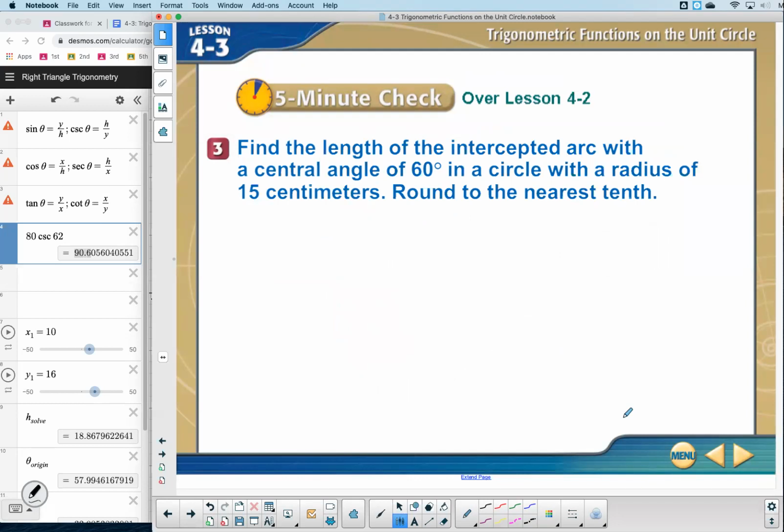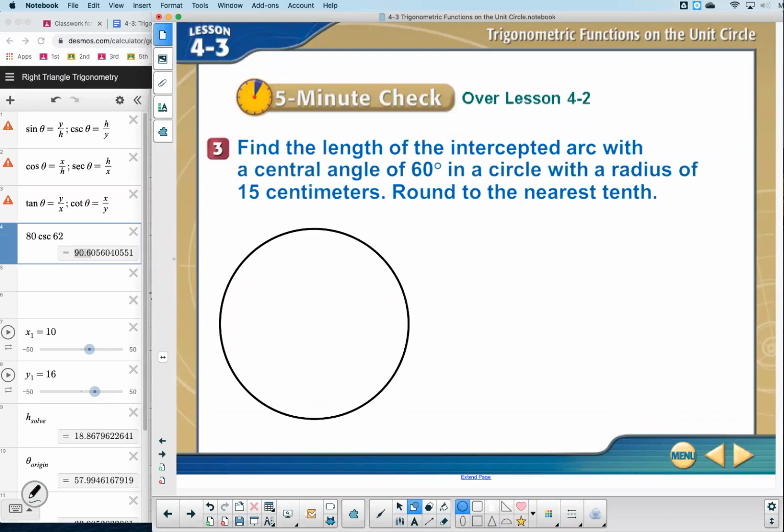It says find the length of the intercepted arc of a central angle of 60 degrees in a circle with a radius of 15 centimeters, round to the nearest tenth. So intercepted arc is another way of saying arc length. And as a reminder, what that means is you're measuring from the center of the circle around 60 degrees.